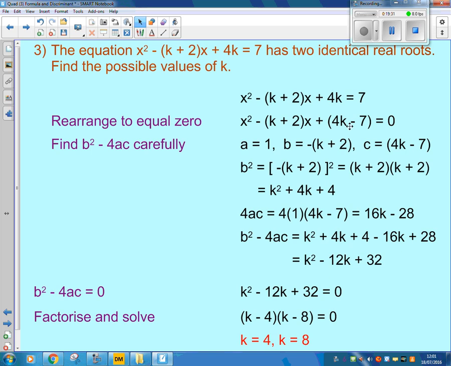Okay, so good luck with these questions, and this type here are very, very common, so you do really need to learn how to do this type of question here. Okay, good luck.